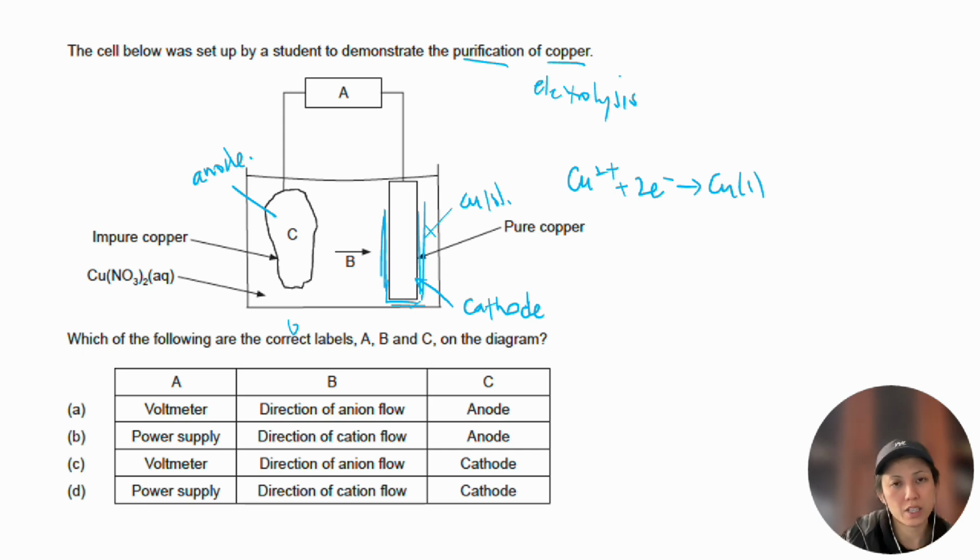Since this is an electrolytic cell, A needs to be our power supply, because we know that this is a non-spontaneous reaction, which means we have to put in energy to force this to happen. Okay, so really it's not going to be a voltmeter for A, so let's get rid of A and C. We know that this guy here, the pure copper, is going to be our cathode, which makes C our anode. So really the answer here is B.